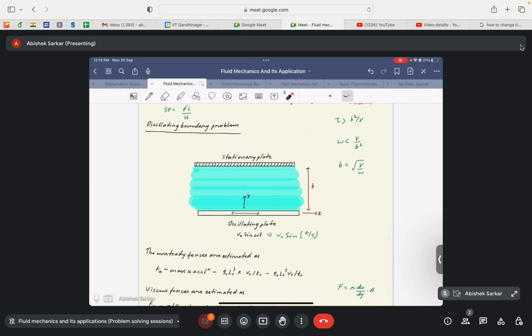But since the time period of oscillation is so large that the velocity profile has enough time to adjust to the changes generated by the motion of the plate, it inherently generates only linear velocity profiles, and the wiggles that could have been generated because of a lower time period of oscillation are not observed. Okay, so that is the conclusion that we get.